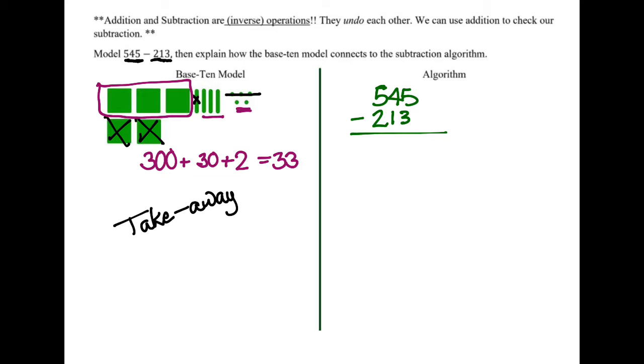Okay, we're going to start over here in the ones place. So 5 minus 3, going straight down, is 2. And now moving to the tens. 4 minus 1, or 40 minus 10, is 3. And the hundreds place, 5 minus 2, or 500 minus 200, is 300. And looks like my 2 went away over here, didn't it? So those are the same, 332, 332.